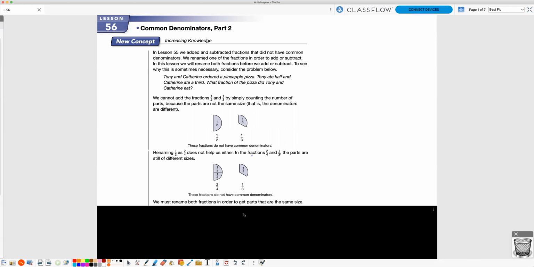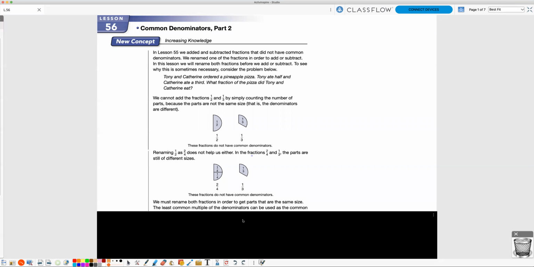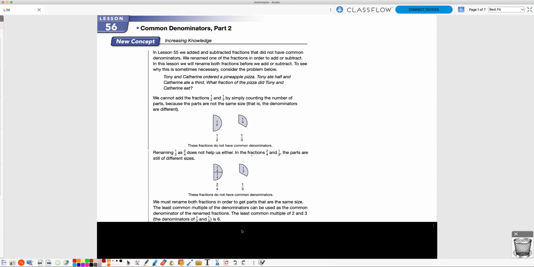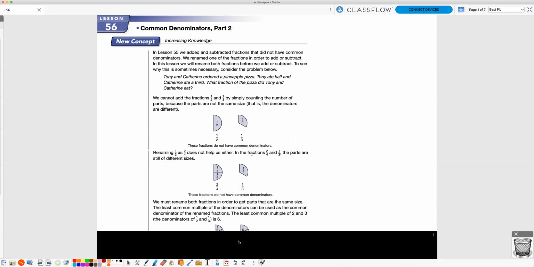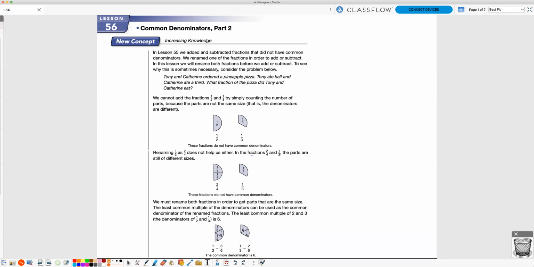So you must rename both fractions in order to get parts that are the same size. The least common multiple of the denominators can be used as the common denominator of the renamed fractions. The least common multiple of 2 and 3, the denominators of 1/2 and 1/3, is 6. So the best choice would be to rename 1/2 as 3/6 and 1/3 as 2/6.